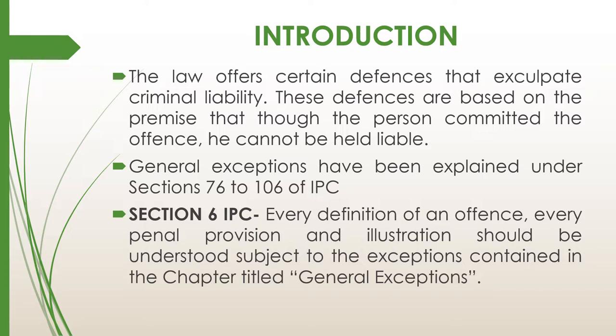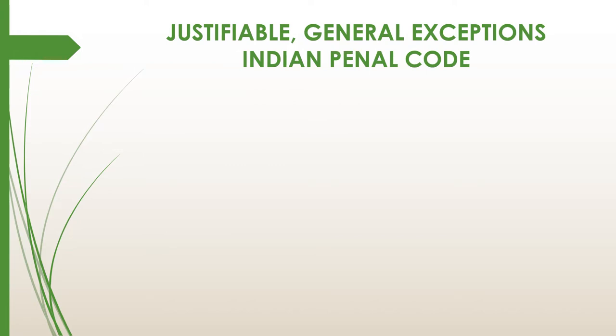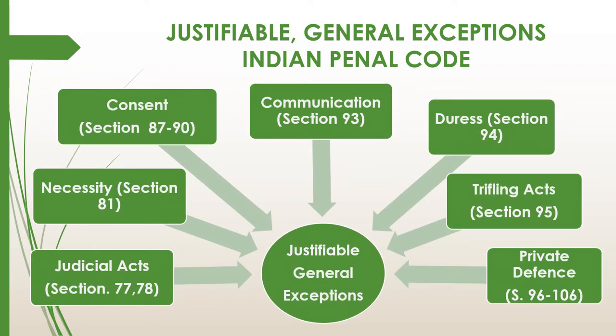Section 6 of IPC explains that every definition of an offense, every penal provision and illustration should be understood subject to the exceptions contained in the chapter titled General Exceptions. There are two types of general exception. The first one is excusable and the second one is justifiable. The excusable general exceptions I have already explained in part one, and justifiable general exceptions are in different sections of IPC.